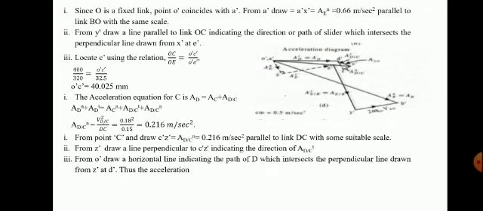Once E dash is marked, from X dash you draw the line A_TE, you don't know where it ends, and from Y dash you draw one more line parallel to link OC. It indicates the direction of the path of the slider, which intersects the perpendicular line drawn from X dash at E dash. Once E dash is located, locate C. Same relation: OC by OE is equal to O dash C dash by O dash E dash. You see that ratio, 400 with 300, you mark it on O dash C dash.